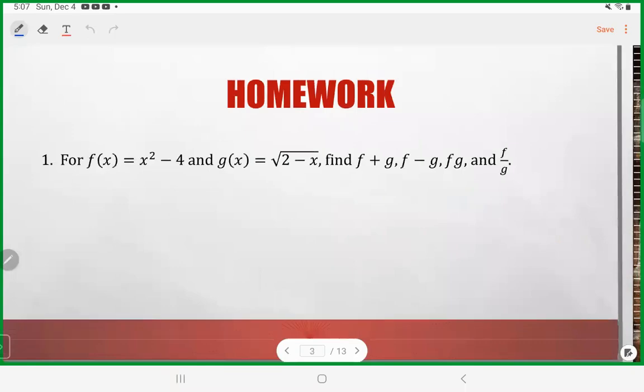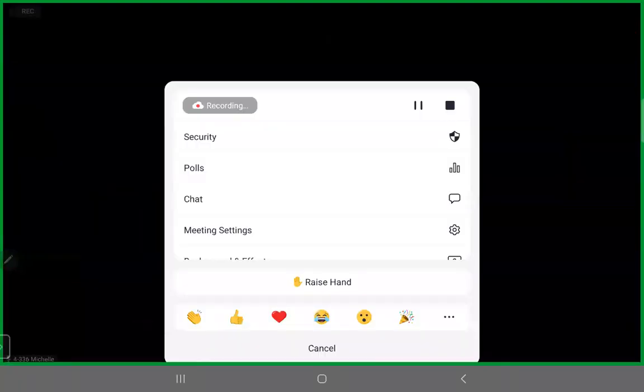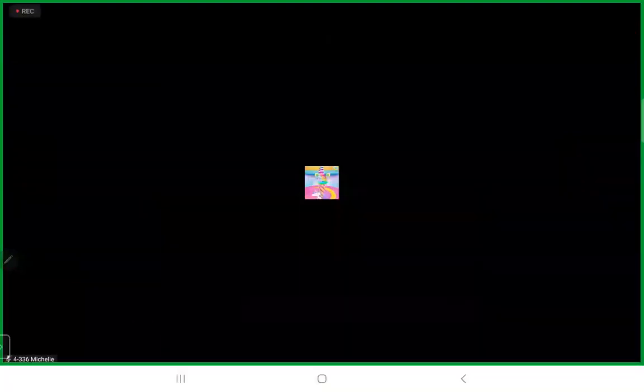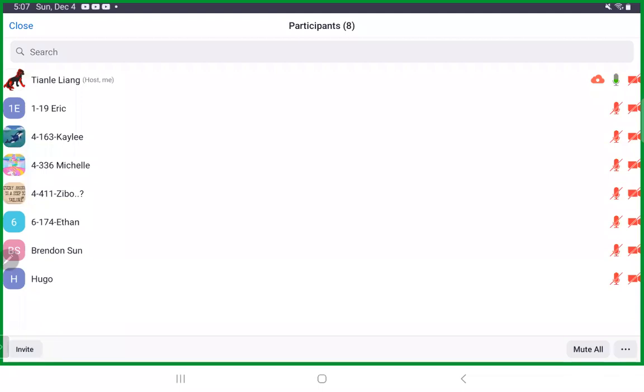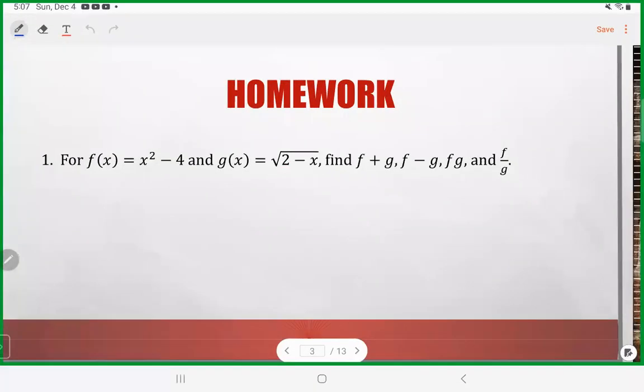So for the homework, I think we had f of x is equal to x squared minus 4, and g of x is equal to square root of 2 minus x. Find f plus g, f minus g, f g, and f over g. I'll give everybody a brief moment to put your answers in the chat. Let's see what everybody got. I'll give you like 1 minute to put your answers in.